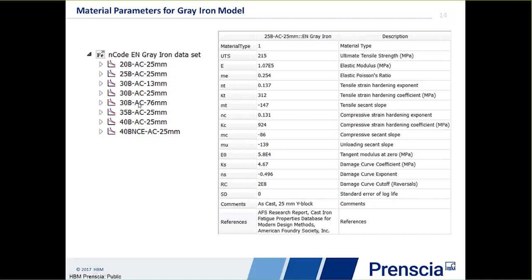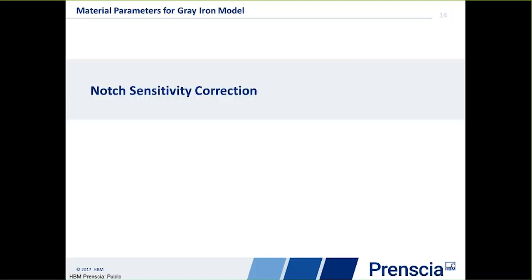The fatigue properties are sensitive to the size of the specimen that's cast. And so you typically go off and get your fatigue properties from specimens that represent the relative thickness of the castings that you're using. So that's basically the outline of the Downing model that represents the gray cast iron. We're now going to go off and take a quick look at notch sensitivity. And the reason for this is gray cast iron tends to be very notch insensitive.